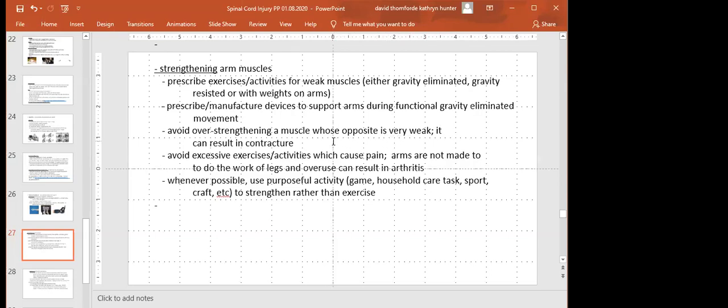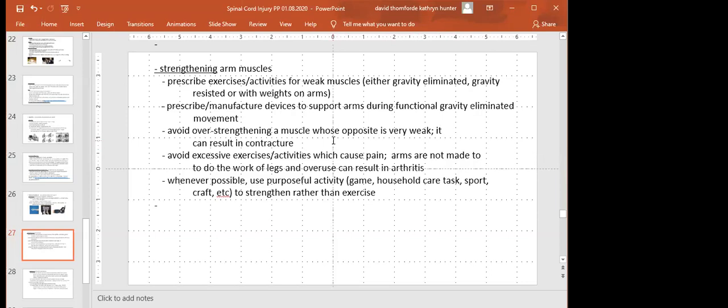One thing to be careful of is over-strengthening a muscle. For instance, if the person doesn't have elbow extension, but they have elbow flexion, you do want to be careful of really working too hard on this elbow flexion because you can cause a contracture. The person may keep their arm in elbow flexion all the time. And you also want to be careful about too much exercise that can cause pain.